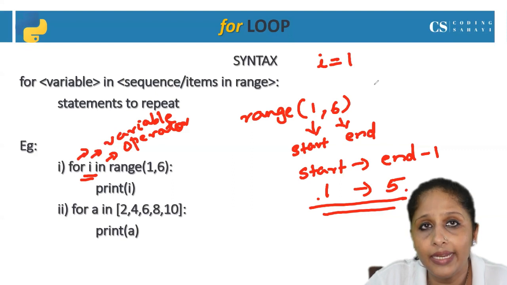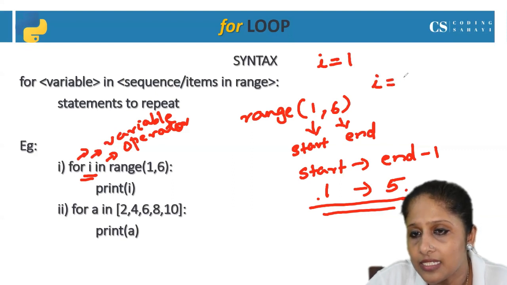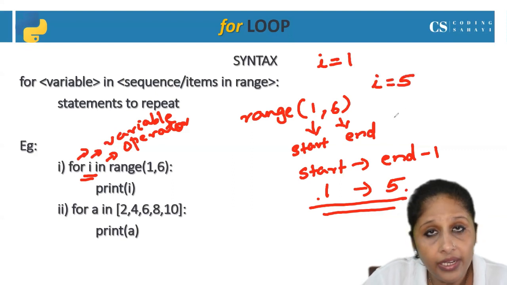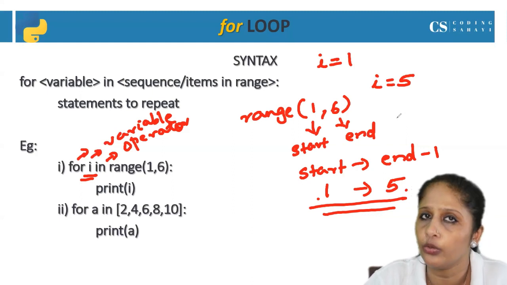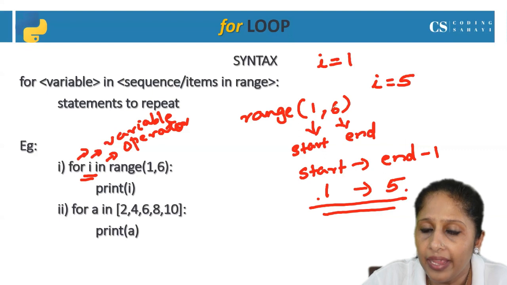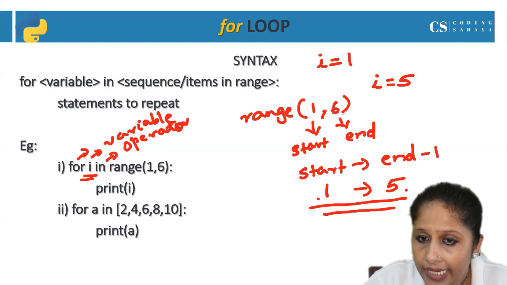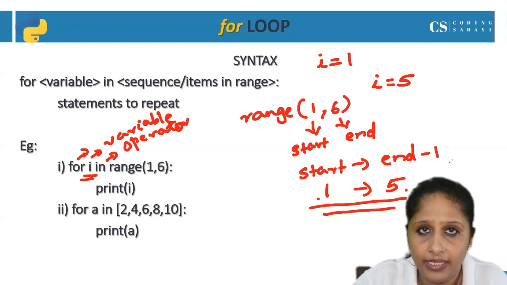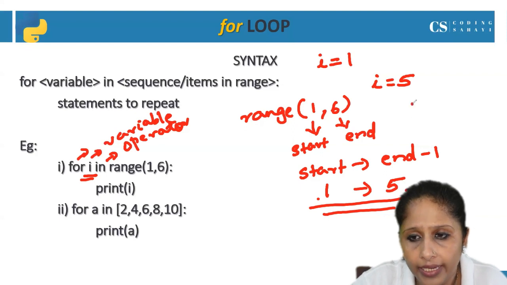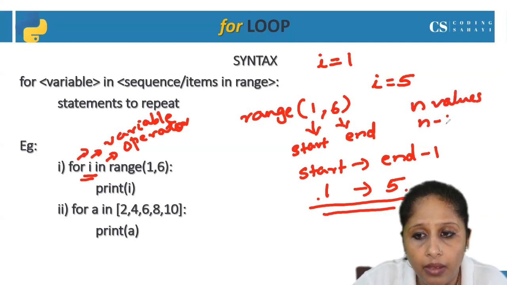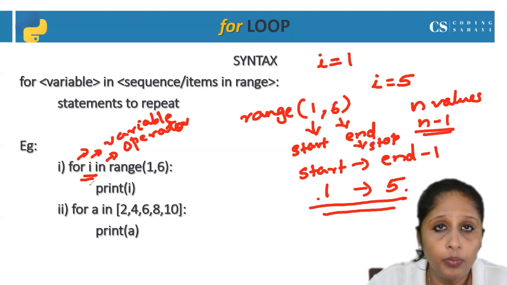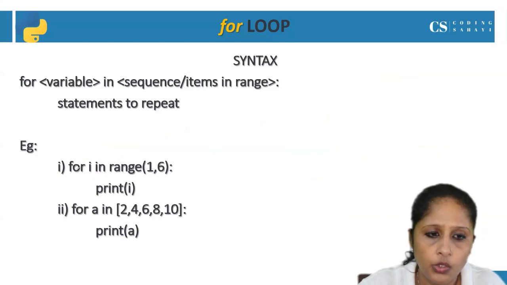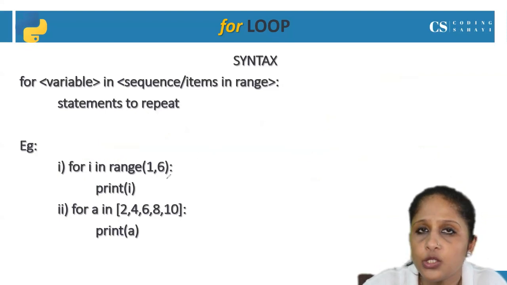The loop will execute until i gets the value 5. Whenever i's value is 6, at that time it will come out of the loop. So remember, this range function always ends with end minus 1. If you have a total of n values, then the loop executes till n minus 1. Okay, so that is the topic. Now let's see how the loop is going to work. So here, for i in range of 1 to 6.